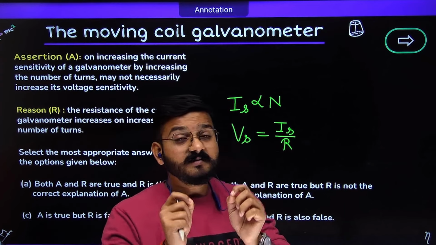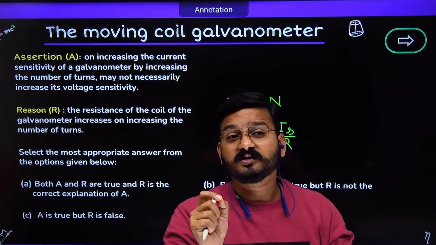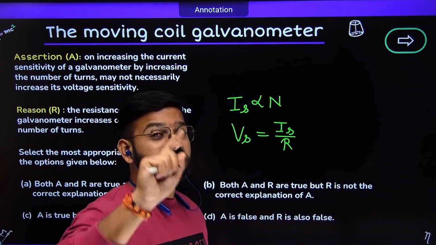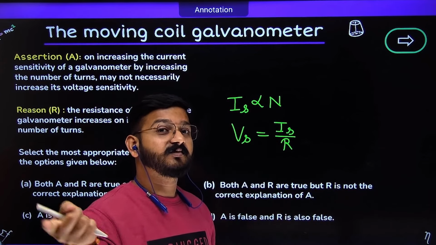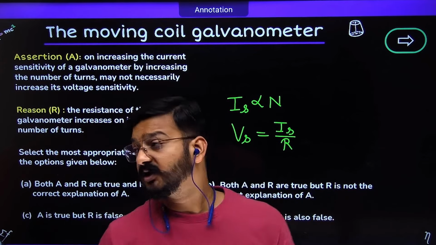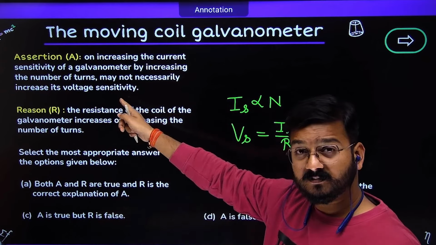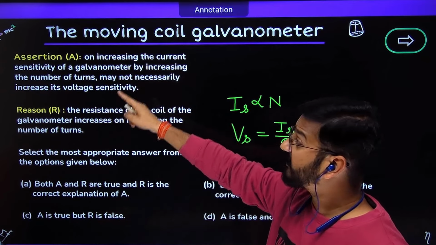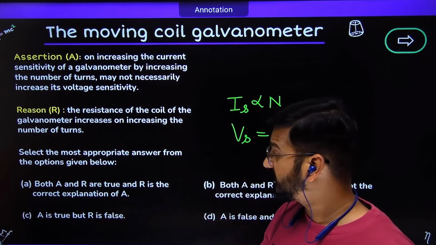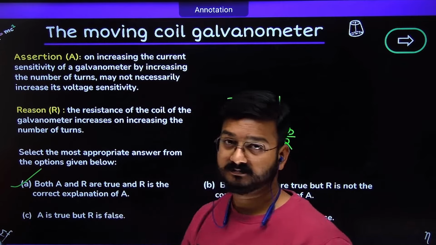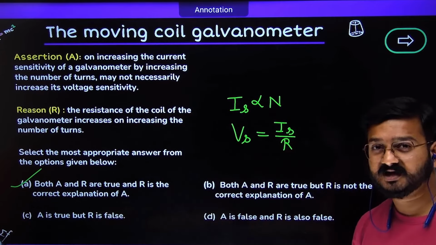So you need to keep a track of this factor also, that when N increases, length of the coil increases, therefore R will also increase. So our assertion is true, and the reason is perfectly explaining it. So what should be the option? Option A. So let's move to the next question now.